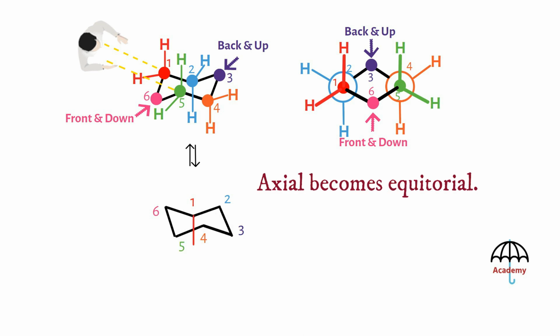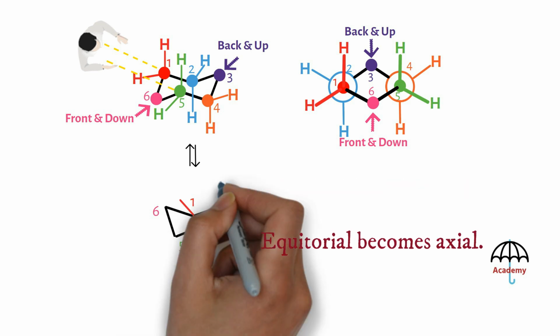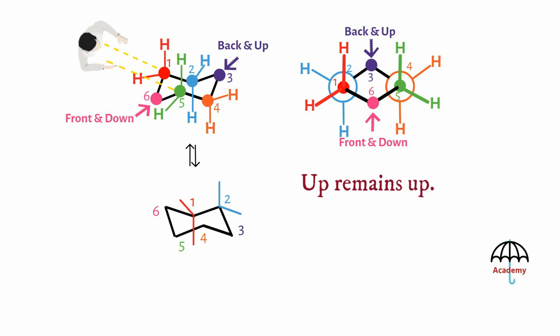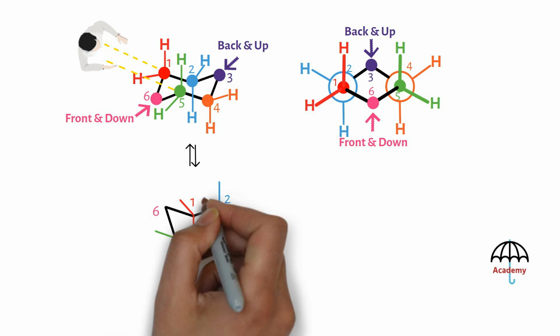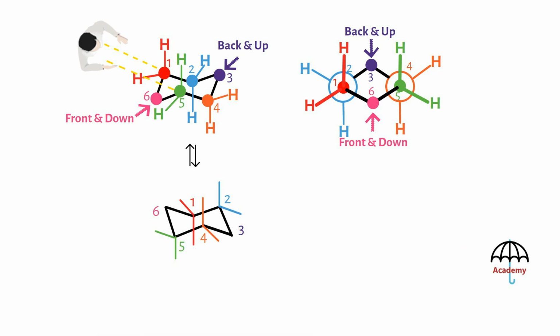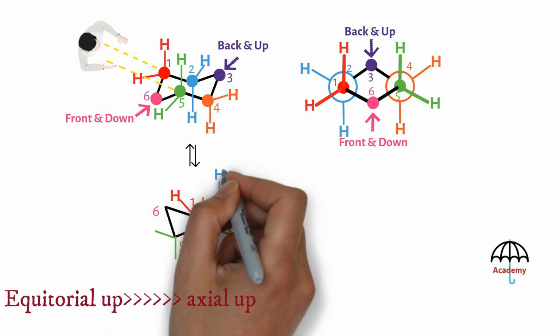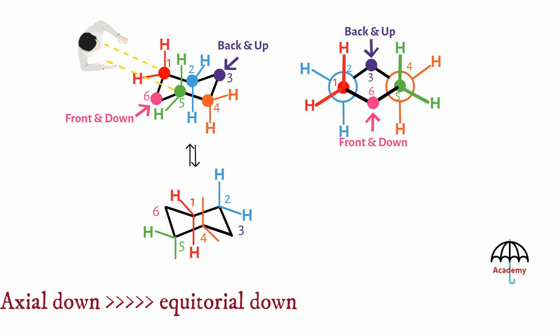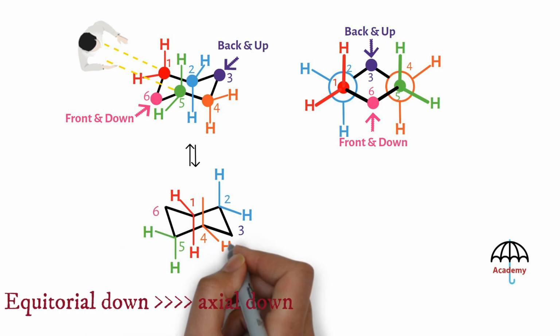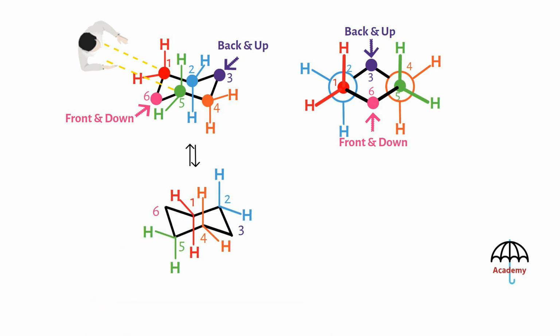Likewise, axial becomes equatorial and equatorial becomes axial. But up remains up, and down remains down. That means, axial up becomes equatorial up. Equatorial up becomes axial up. Axial down becomes equatorial down and equatorial down becomes axial down.